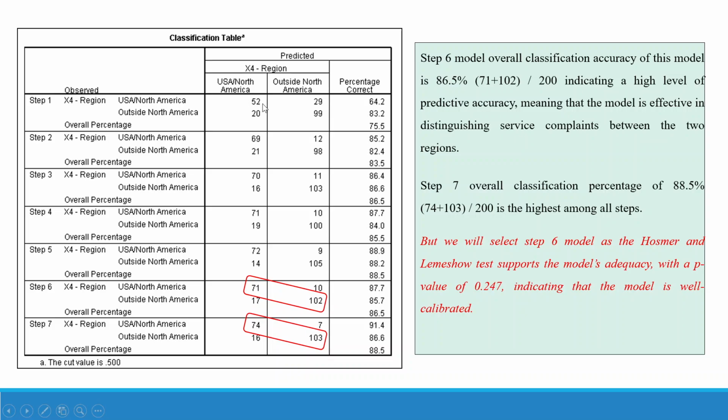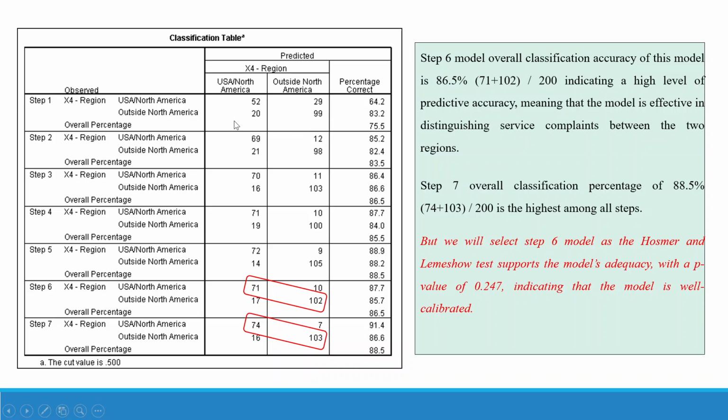So 52 are such cases in which the prediction was correct. The prediction done by the logistic function was correct. So the prediction was USA, North America, and the original data is also USA, North America. Now 99 are such cases in which the original data was outside North America and the prediction done was also outside North America. It means that diagonally these values describe that the classification has been done correctly. So 52 plus 99 is the correct classification.